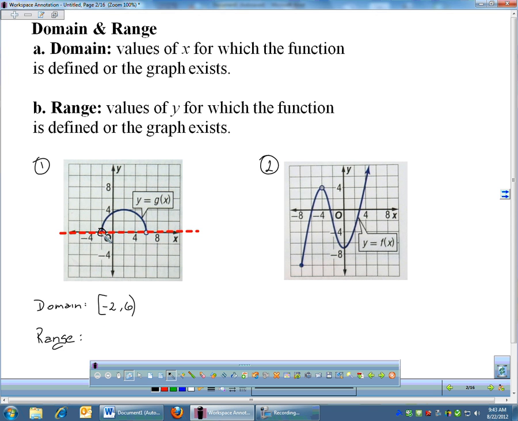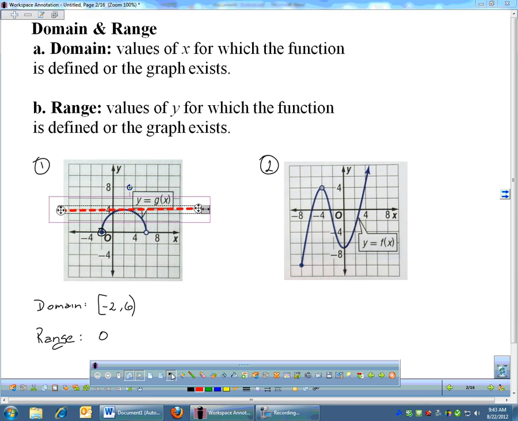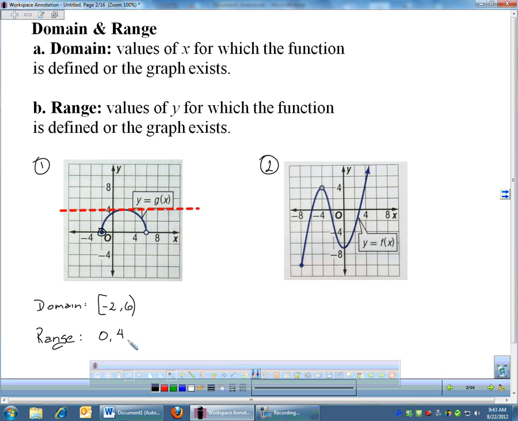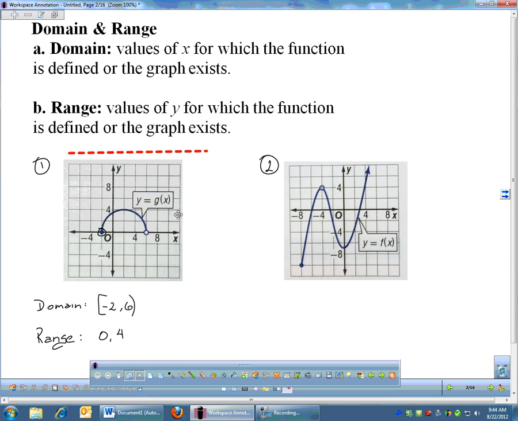And remember, range, we're answering with y-coordinates. So right now, I'm at a y-coordinate of 0, and then I keep dragging my line up, and I'm still touching it, still touching, still touching, and the top of this little semicircle is at a y-coordinate of 4. So that's where my range ends. And then we need to decide, is it parentheses or brackets? And at y equals 0, I actually do have a point right there. So I'm going to include 0, even though there's an open circle there. I have a point at that y-coordinate of 0, and I do actually have a point, even though it's not bold. My graph does actually exist at a y-coordinate of 4, so we'll include both of them. So there's the domain and range for that one.